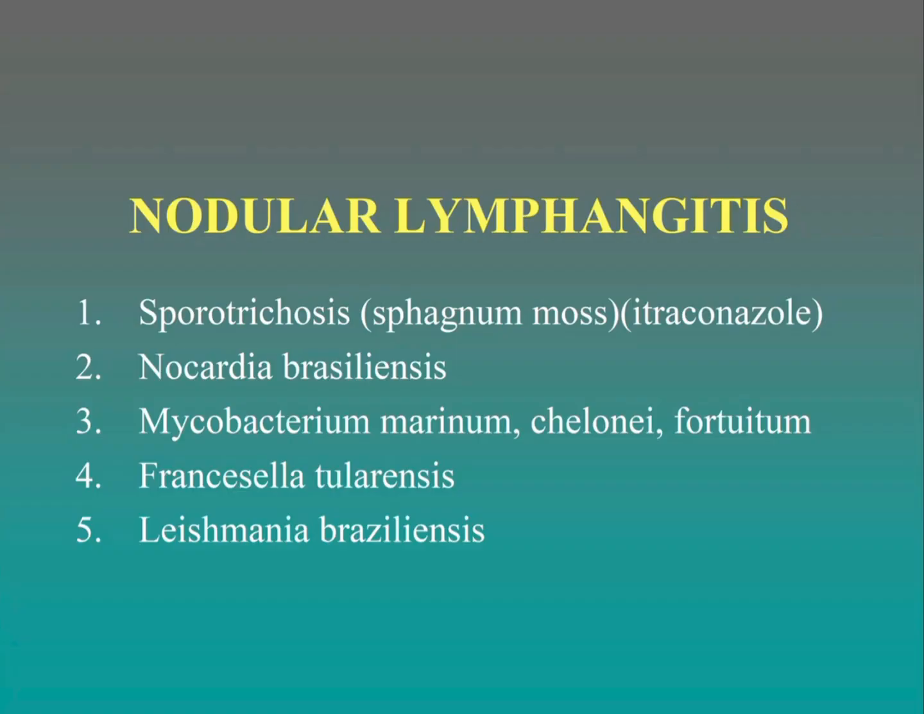Next. Now, this is the syndromic diagnosis because sporotrichosis is at the top of the list, but the other things that give you a nodular lymphangitis are the Nocardias, Mycobacterium marinum, rapid growers, tularemia, and Leishmania. So that is your syndromic differential of this kind of lesion. Next.